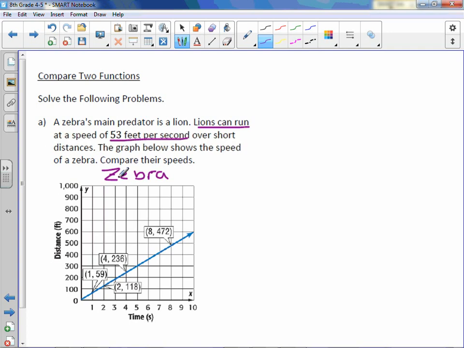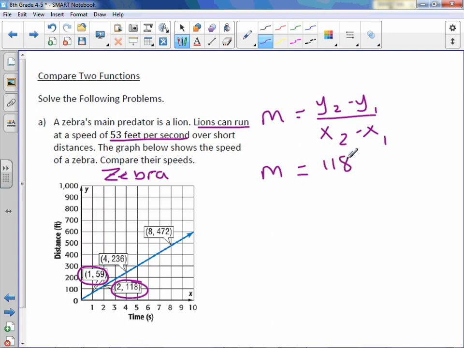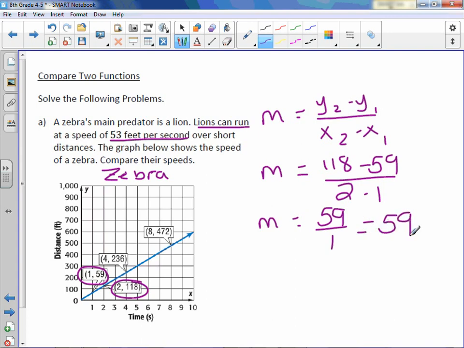So what we need to do first is figure out the rate at which it runs. So we need to find the slope. Slope equals y2 minus y1 over x2 minus x1. Pick 2 points. I'll pick the first 2 points. 118 minus 59 over 2 minus 1, which equals 59 over 1, or 59. So the rate here, or the slope here, is 59 feet per second.